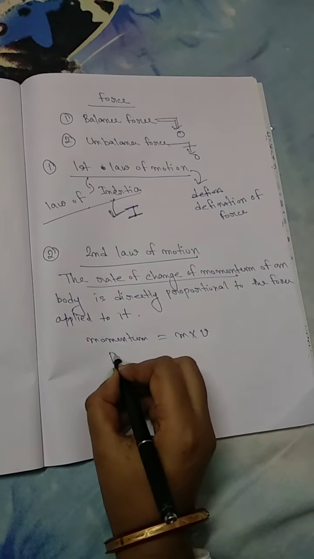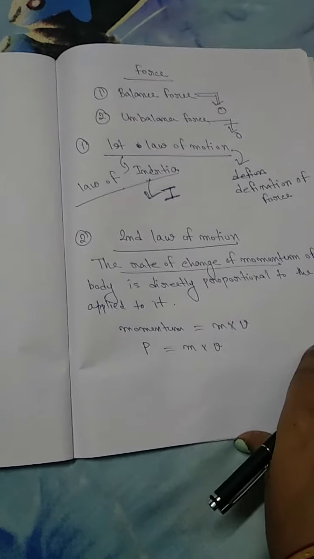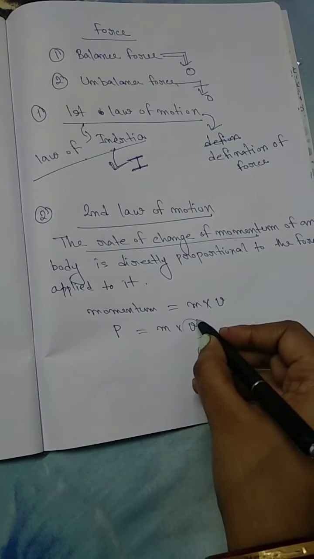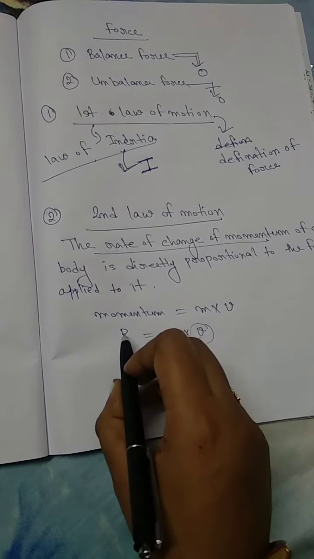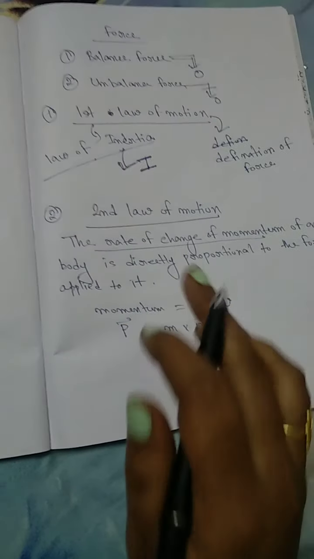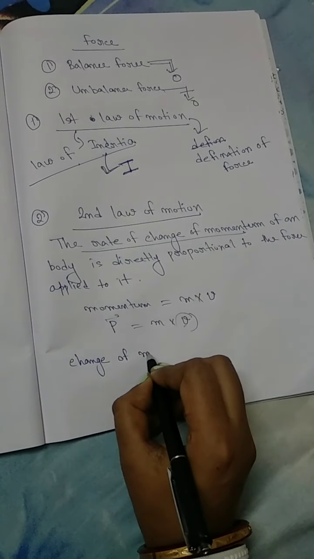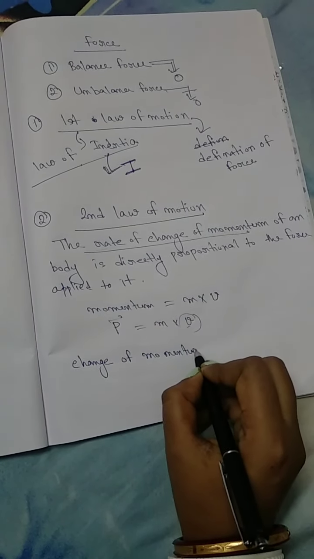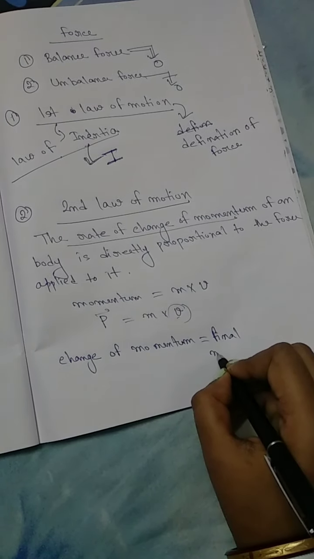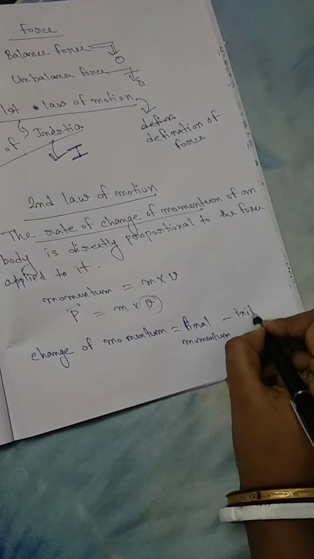And momentum is denoted by p. So p is equal to m into v. Now here momentum is a vector quantity. Why? Because, as you know, velocity is a vector quantity, so it is also a vector quantity. Now what is change of momentum? Change of momentum means final momentum minus initial momentum.